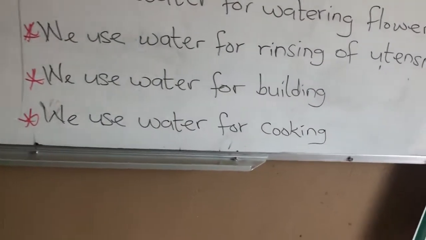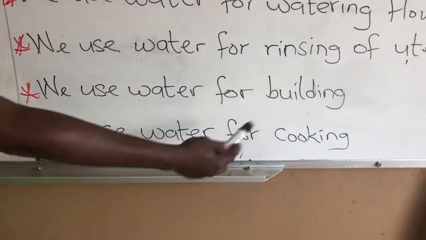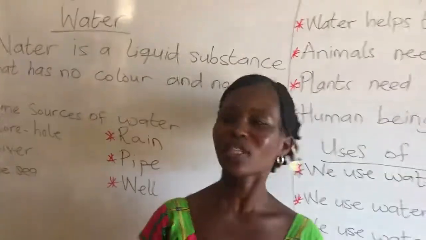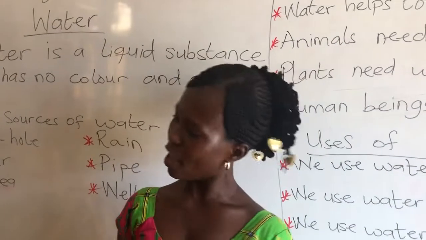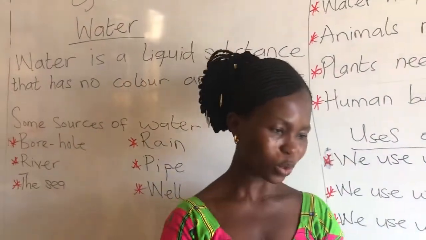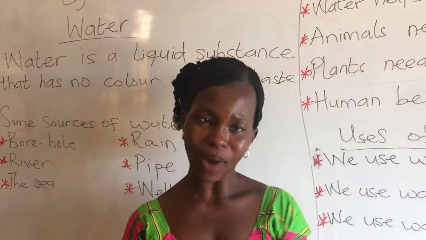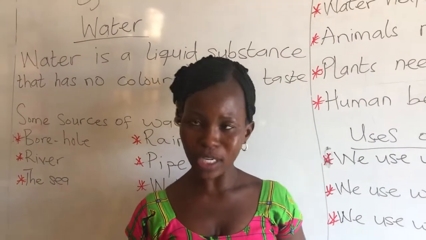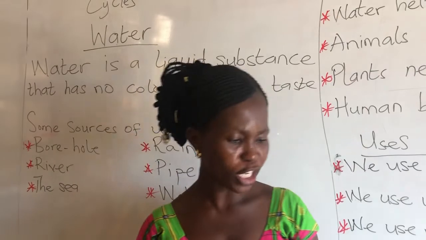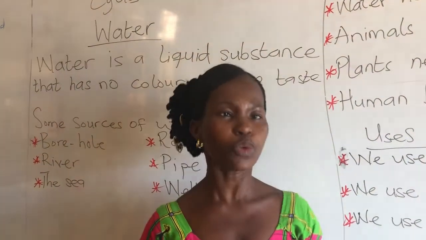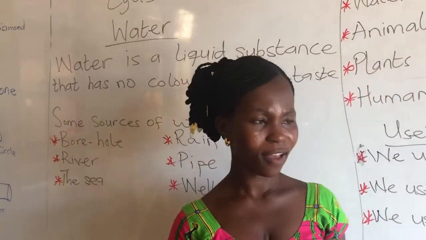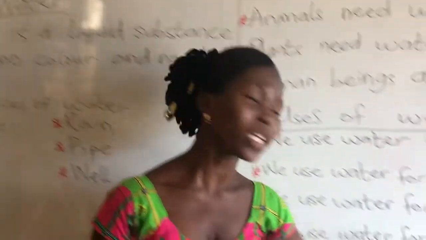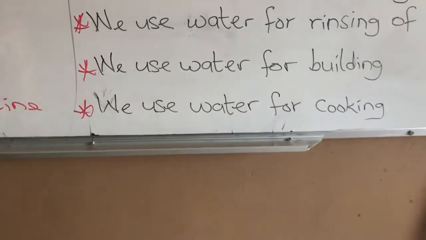All right, let's continue. We use water for cooking. That one is very simple. When mommy is cooking jollof, she has her rice, her tomatoes and everything. What will she add to the rice? Water. When you want to prepare tea and you have your ingredients, your milo, your milk and your sugar, what will you add to it? Water. All right, so we use water for cooking.